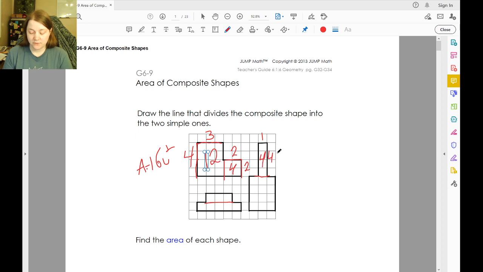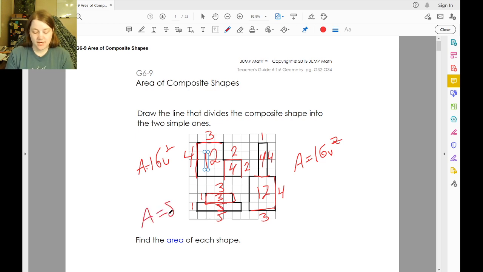I go over here to this shape, and this is 1 by 1, 2, 3, 4. 1 times 4 is 4. Down here is 3 by 4. 3 times 4 is 12. The area of this shape is also 16 units squared. I go to this shape down here, and I could measure, and I could see 1 by 3 for this shape and get 3, and see 1 by 5 for this shape. So the total area of this shape would be 8 units squared.